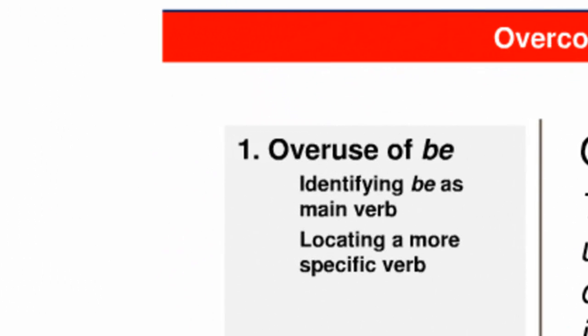Start with the first obstacle to conciseness, which is overuse of the main verb be. Overuse occurs when a form of the verb, that means am, is, was, were, been, being, etc., is used instead of a more informative verb. To overcome this obstacle, you need to identify be as a main verb and then locate a more specific verb that could retain the meaning of the original.